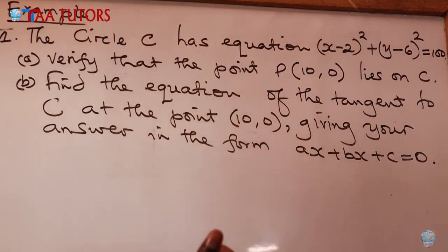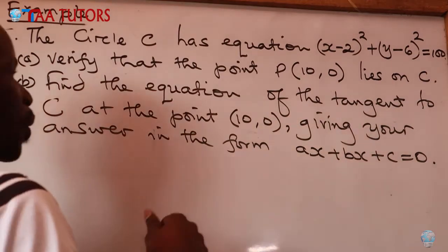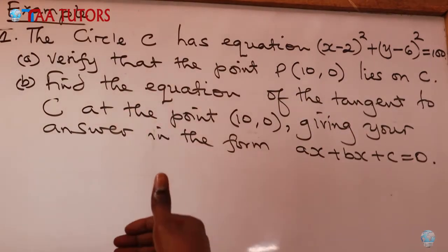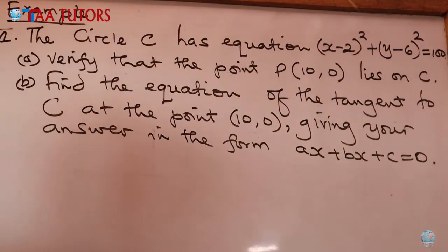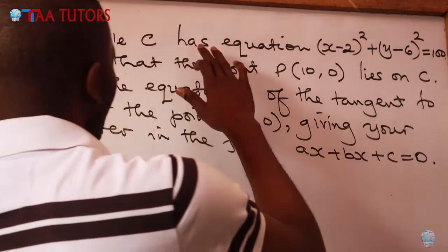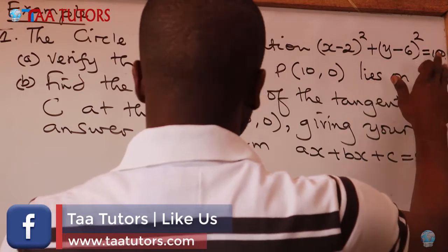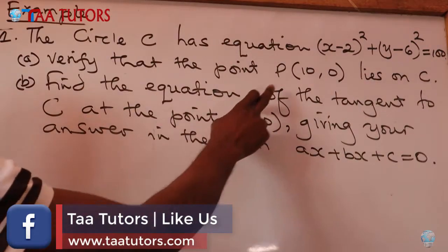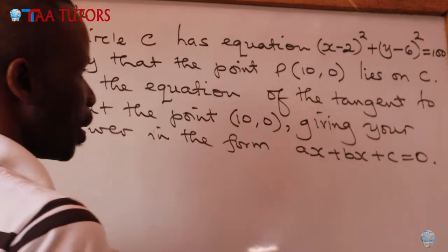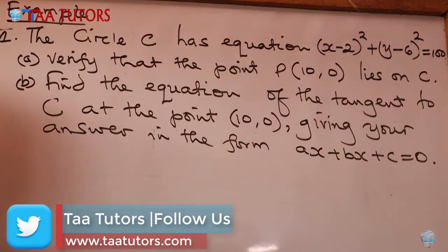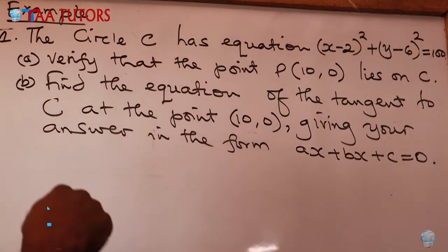But sometimes the equation will be in the forms that we have seen before, where you have to derive this one by yourself. Because we have done that before, I want us to start from here to illustrate what I want to explain. We are told that the circle C has equation (x − 2)² + (y − 6)² = 100. Verify that the point (10, 0) lies on C, meaning we are supposed to confirm that the point P, which is (10, 0), is on the circumference of the circle.